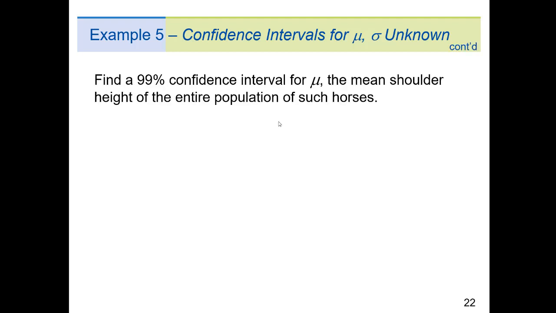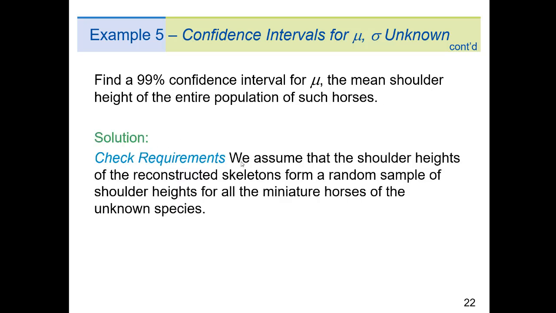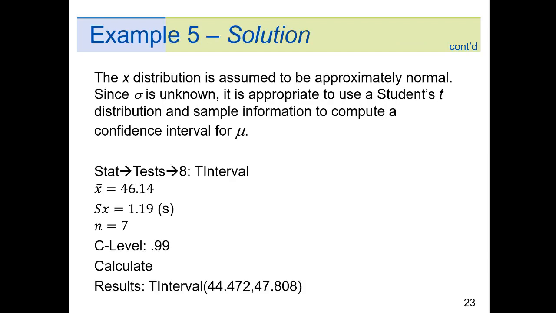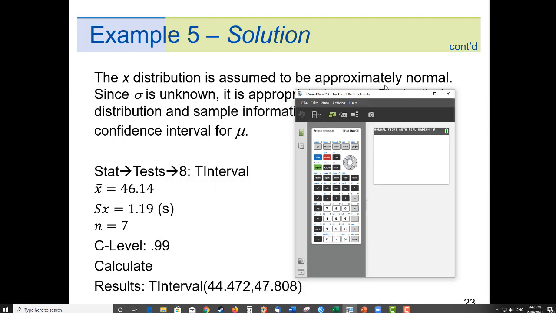So we want to find a 99% confidence interval for mu, the mean shoulder height of the entire population of these horses. The first thing we do, check our requirements. We are going to assume that these reconstructed skeletons form a random sample. Also, the x distribution is assumed to be approximately normal. Since we don't know sigma, we can use a student's t distribution and the information from the sample to compute a confidence interval for mu.